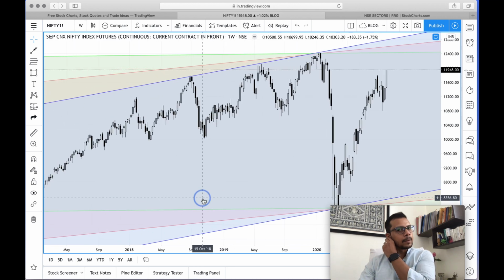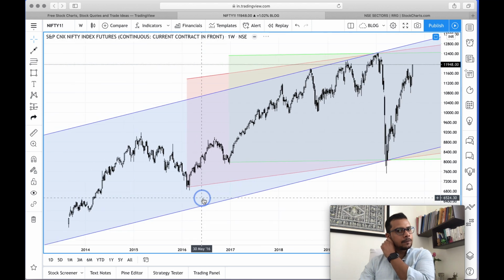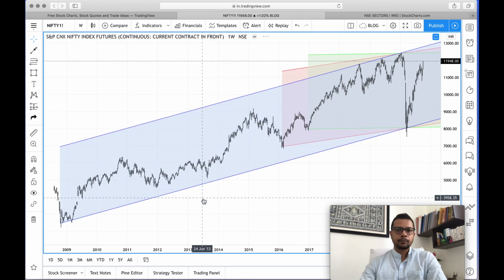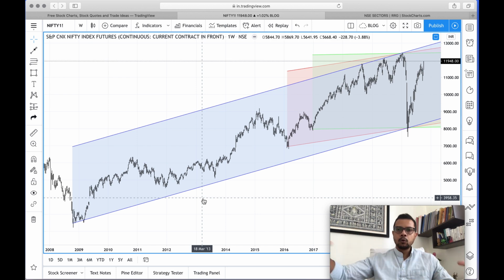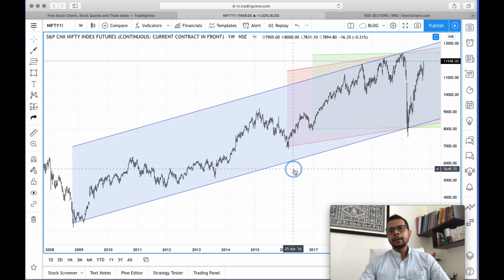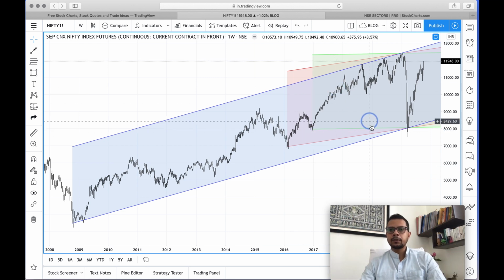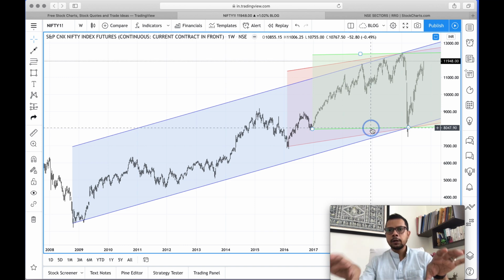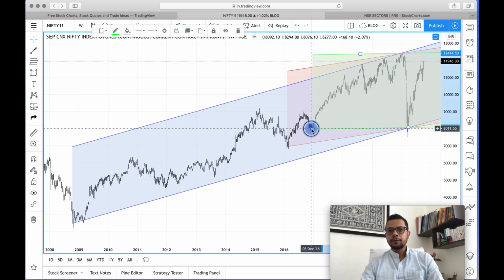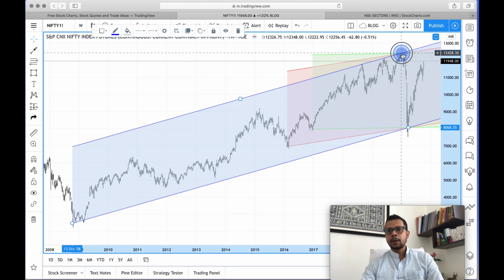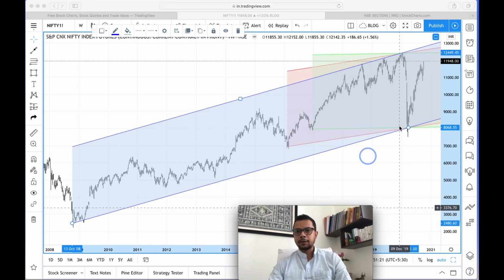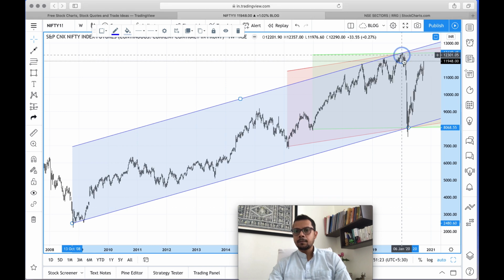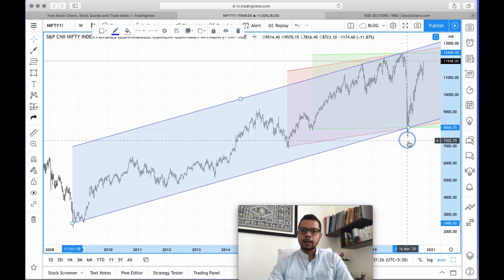Come to weekly. Now in weekly, what I've done is I've drawn 3 channels. The big blue one is the big bull market, the larger bull market. And there are certain lower degrees of channels, the red one and the green one. The green one is almost horizontal. The green one is holding the lows of December 16, Jan 20, and this is March 20.